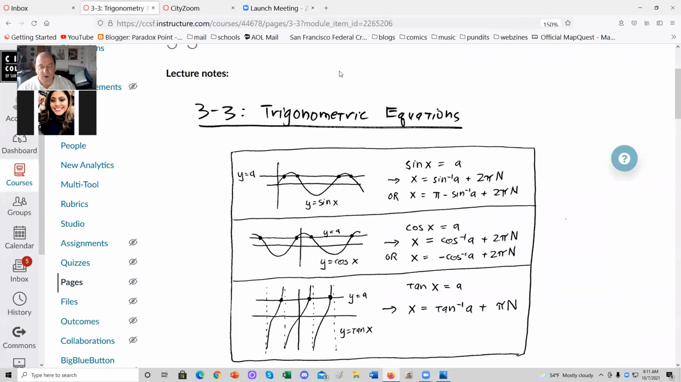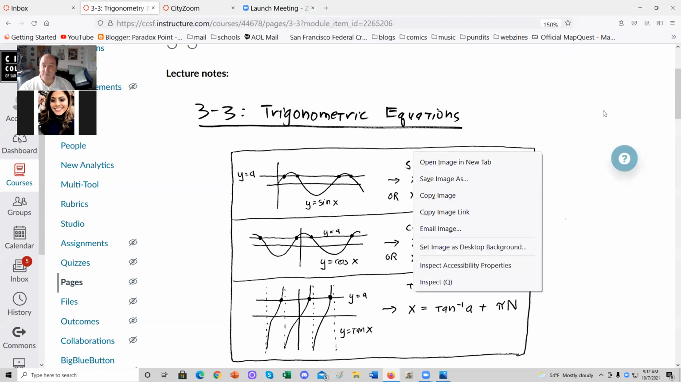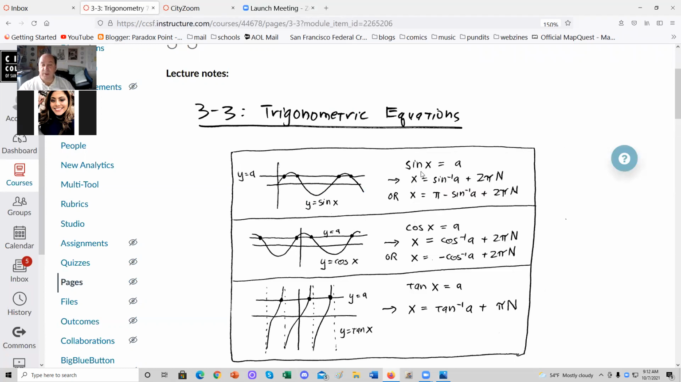All right. For today, we go over section 3.3 about solving trigonometric equations. Equations such as sine x equals a for what x, cosine x equals a for what x, tangent x equals a for what x. That's a standard thing in math. You define a function and try to solve equations involving the function. So sine x equals a.